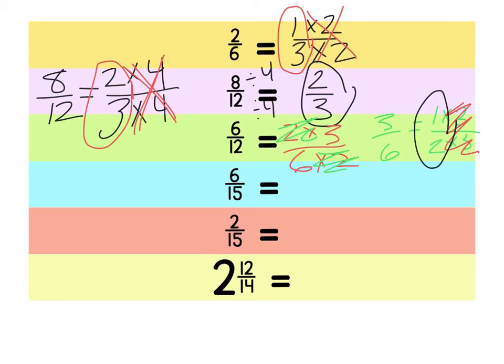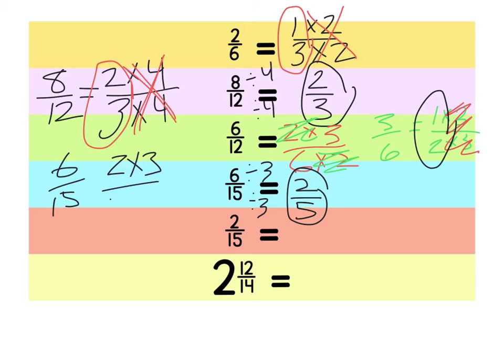Next, what number can go into 6 and 15? Well, 2 can go into 6, but 2 can't go into 15. 5 can go into 15, but 5 can't go into 6. I know 3 can go into 6, and 3 can go into 15. 6 divided by 3 is 2. 15 divided by 3 is 5. That's the simplest form. Here's the other strategy you could do. Same answer.